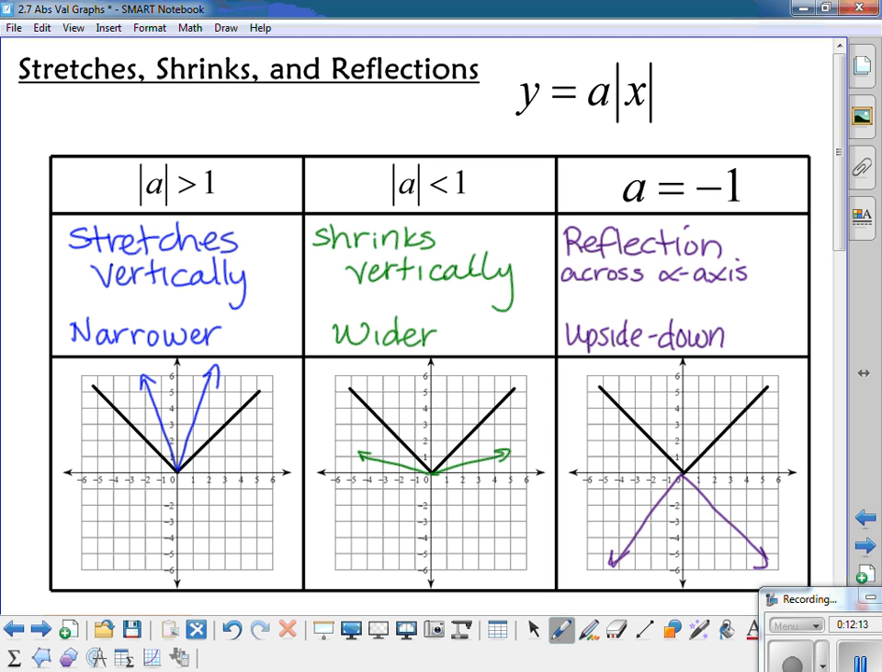And if A is like -3 or -5, it's going to be upside down, plus it's going to be narrower. If it was like -1/2 or -2/3, it would be upside down and wider. So you can also have both things happen.